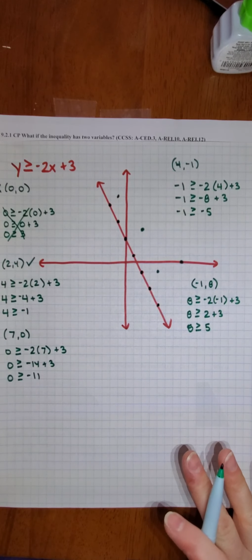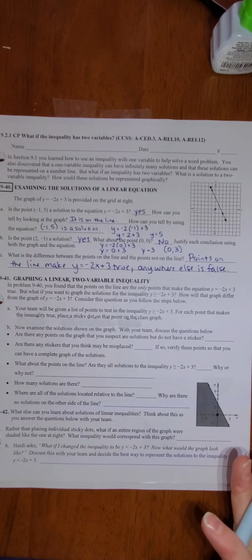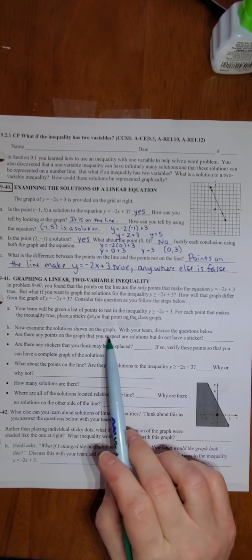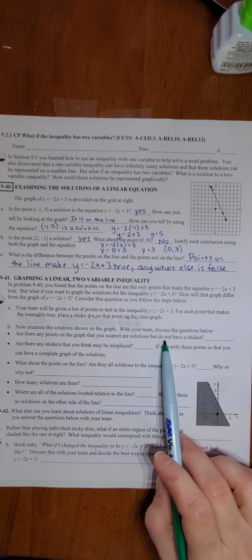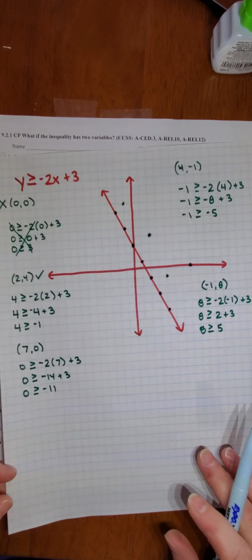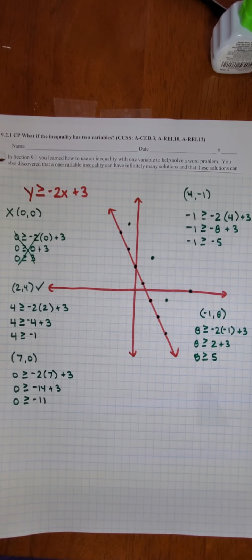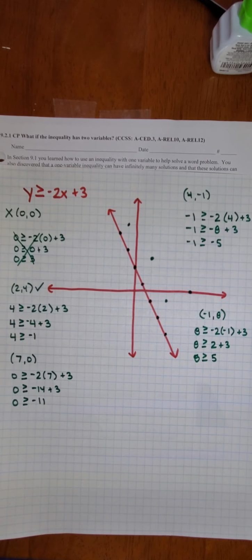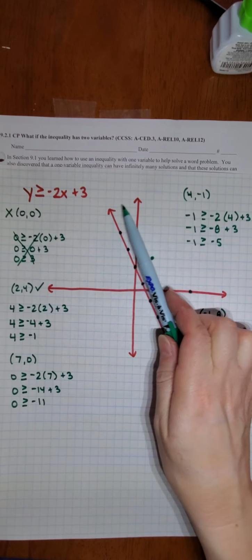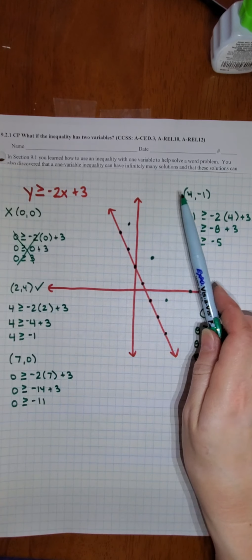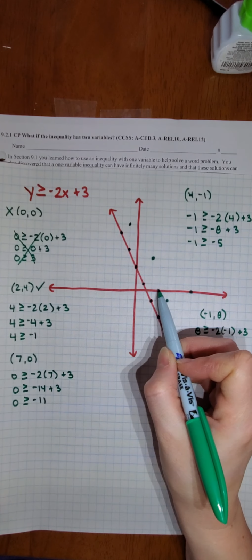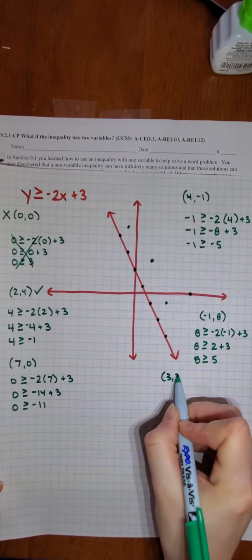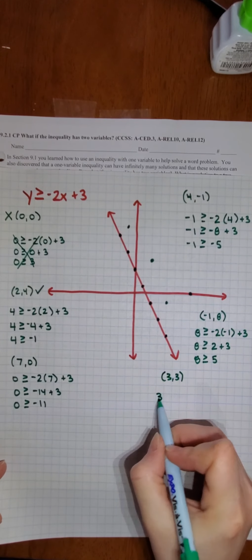So there were some questions. If we go back to the original page, it said, now examine the solutions shown in your graph with your team. Discuss the questions below. Are there any points on the graph that you suspect are solutions but do not have a sticker? Well, do we think there are any other points on here that will work but do not currently have a dot? We're predicting that anything up in this region, anything on this side of that line should work. So if our prediction is that the point 3, 3 should work, we try 3, 3, and it's on that side of the line.